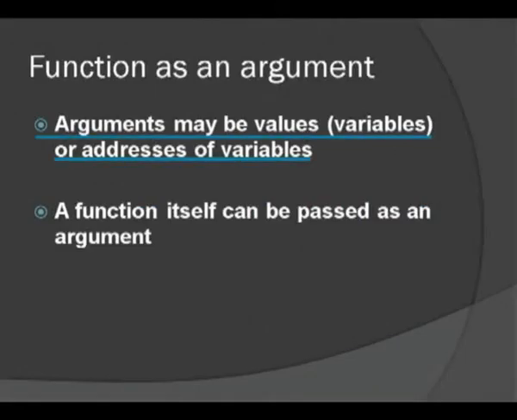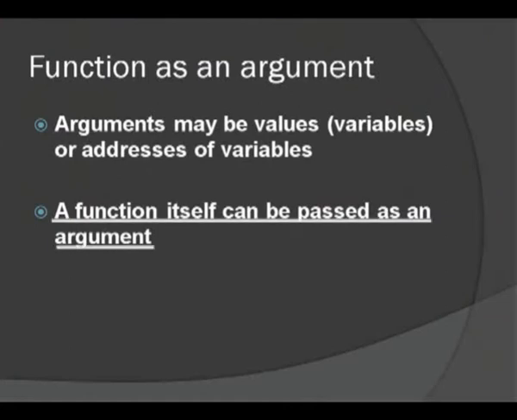Arguments may be values of variables or addresses of variables. So, even when you are using a function, we can have a value or a variable or the address of a variable. You see in pointer p, ampersand p and so on. A function itself can also be passed as an argument. So, when a function is passed as an argument, how does the compiler execute it?